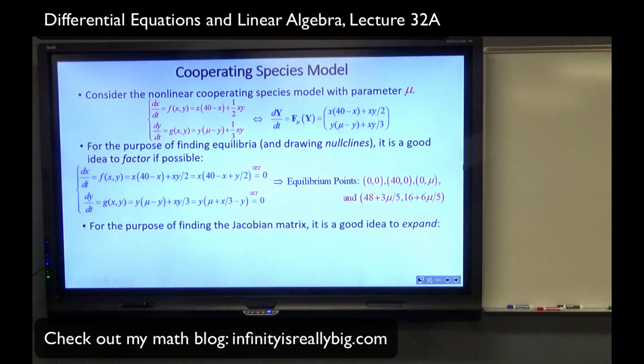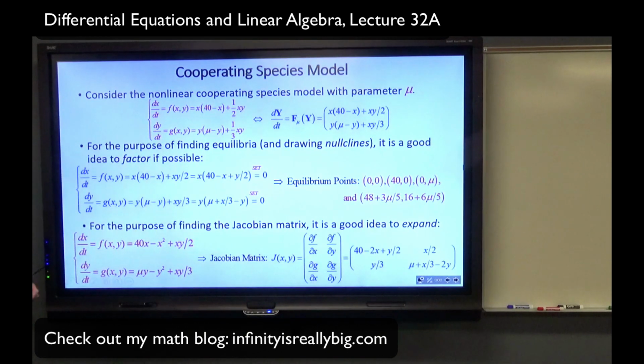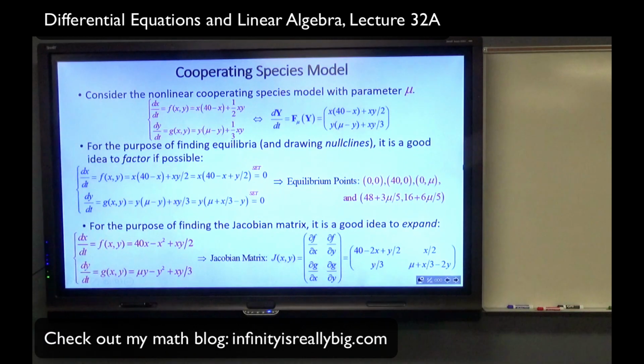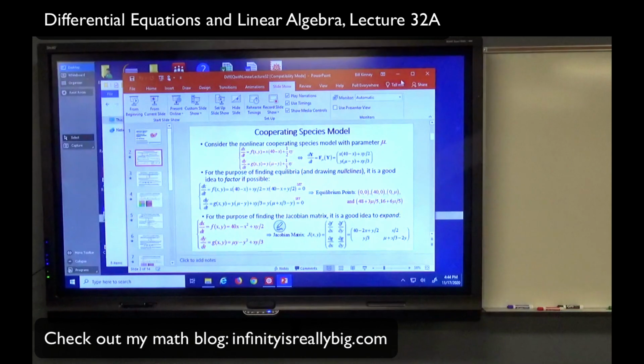For the purpose of finding the Jacobian matrix to linearize, it's a good idea to expand this out so you can take derivatives. So here's what they look like when you expand them out. And when you take the appropriate partial derivatives, here is the Jacobian matrix. You might want to pause that if you're taking notes and write that down, because I'm about to go to Mathematica now and do our analysis and make our graphs in Mathematica.